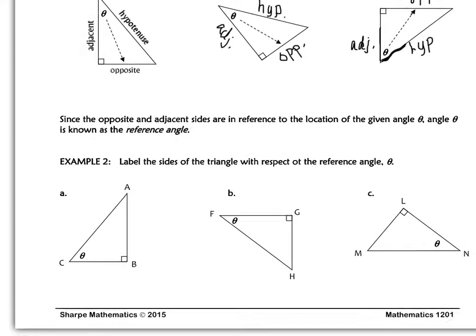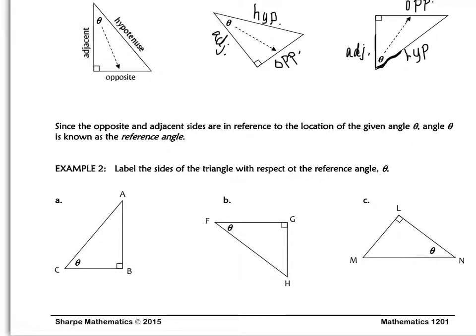So now you're going to practice some examples here of labeling the sides. Again, you should have this being the opposite because it's across from the angle of reference. The one across from the 90 is the hypotenuse. And the side that makes up the angle of reference and isn't the hypotenuse will be called the adjacent. And in B, the one that's across from the angle is the opposite. The one that's across from the 90 is the hypotenuse.